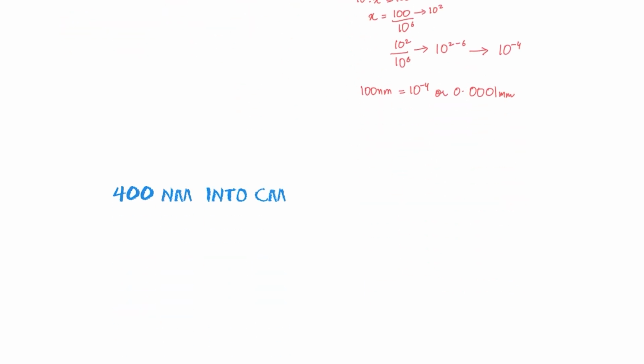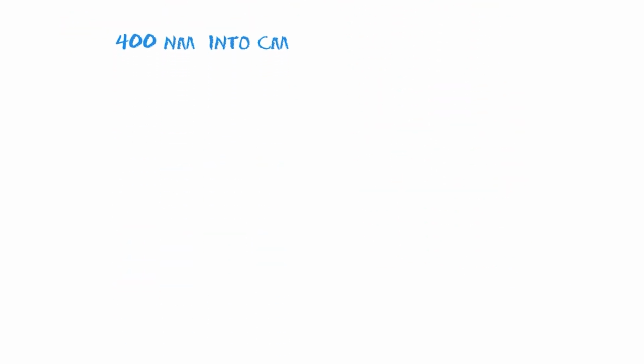Finally, for your last conversion, let's move away from tens and hundreds and move to converting 400 nanometers into centimeters. We still do the same steps, the first step being figuring out which of these SI units is larger and which is smaller. So centimeter is 10 to the power minus 2, and nanometer is 10 to the power minus 9.